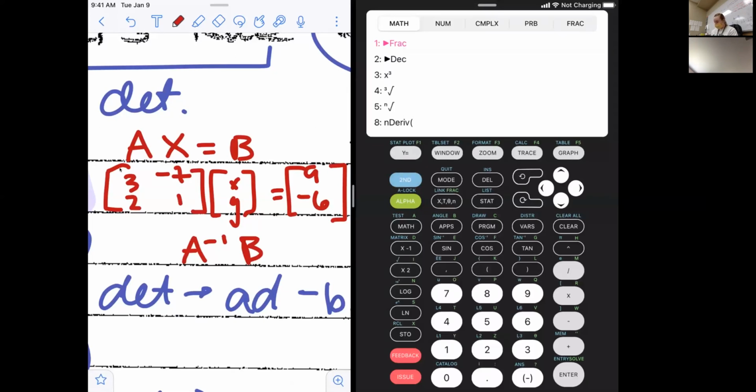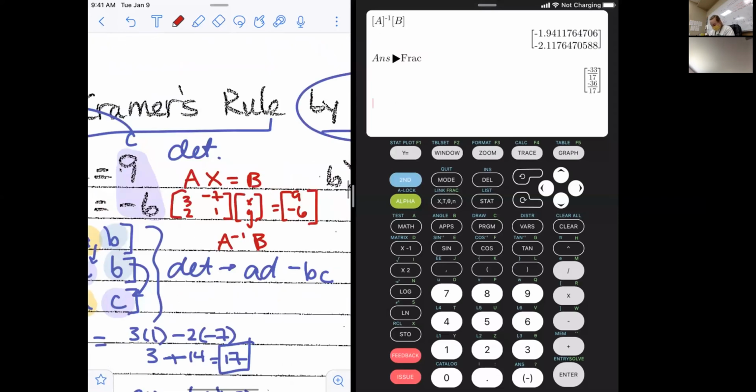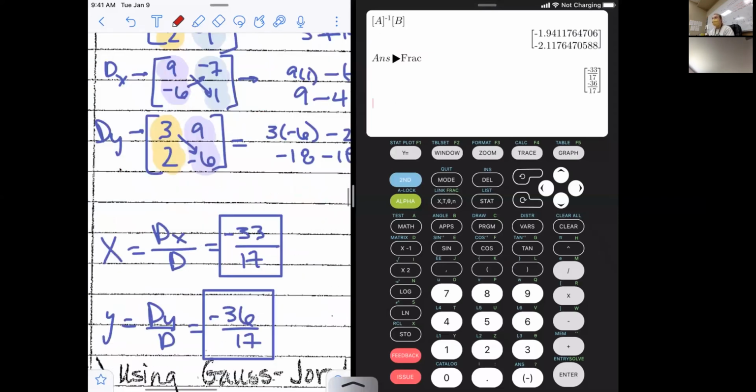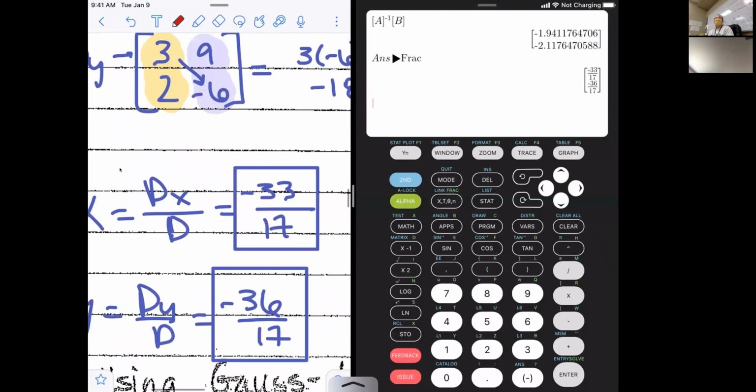Press math, the button that literally says math, and then the very first one says arrow fraction. Press that. It says answer arrow fraction. It means we're taking our answer and making a fraction. Press enter again. Not a fraction. Ooh, do you guys see how we got the same answers we got when we did this by hand? How cool. Go team. So that's why we're doing this. That's why we're finding capital D, dx, and dy.